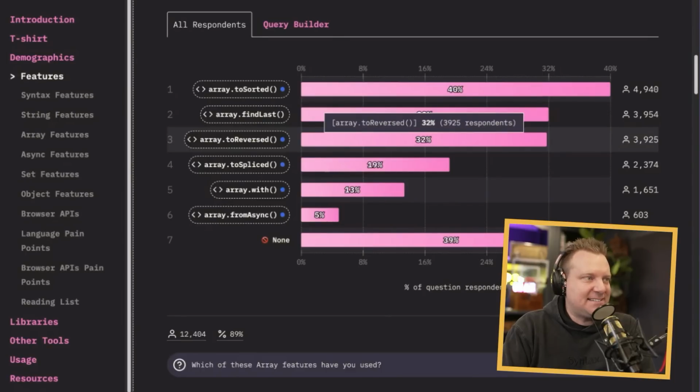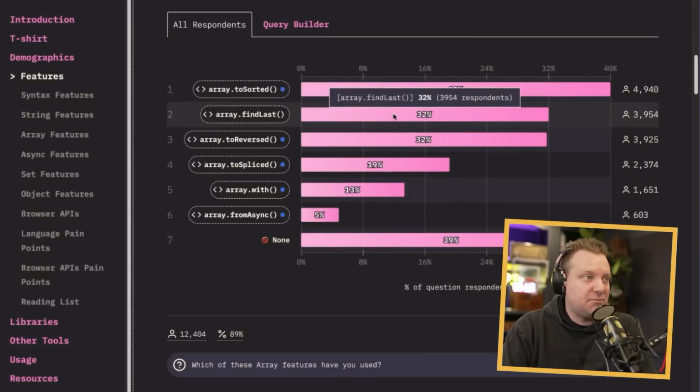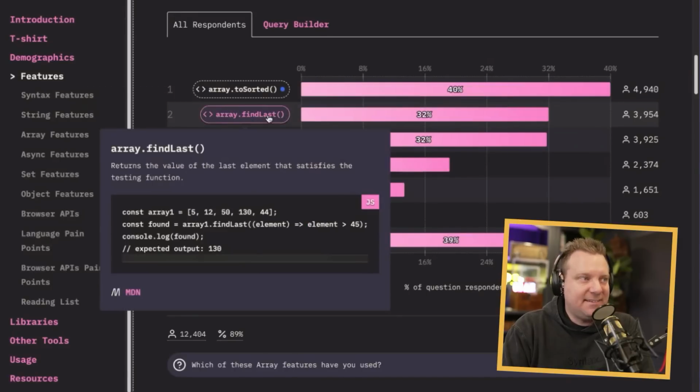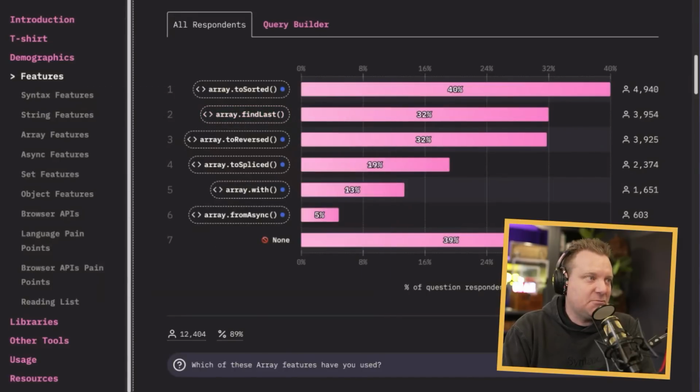Number 2 is findLast. This will allow you to search an array beginning at the end. So previously you would first reverse the array and then find it. So that's really handy.